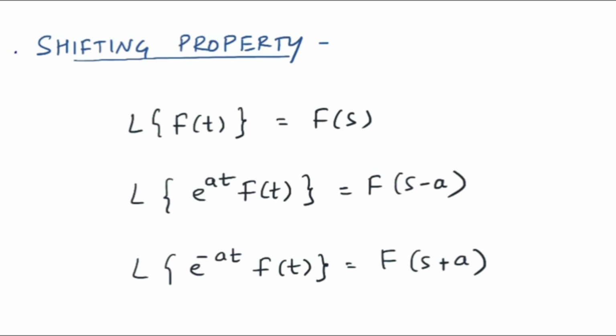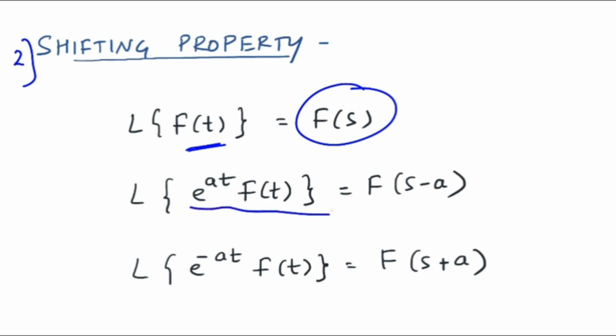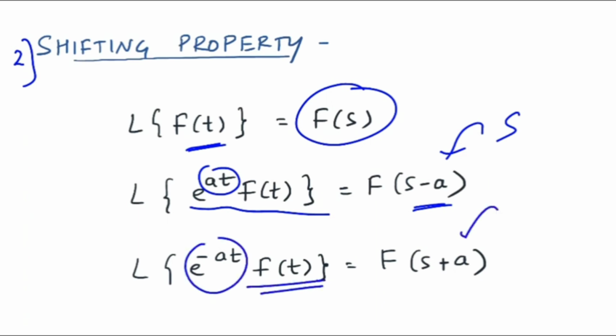Moving forward to the second property. The second property is the shifting property. As you know, if f of t is the time domain function, and if you are taking the Laplace of this function, it would be capital F of s, right? Now, if e raised to at is multiplied to this function, then s would shift to s minus a. So if it is e raised to plus at, the answer s would shift to s minus a. If e raised to minus at is multiplied to a function, s would be shifted to s plus a.